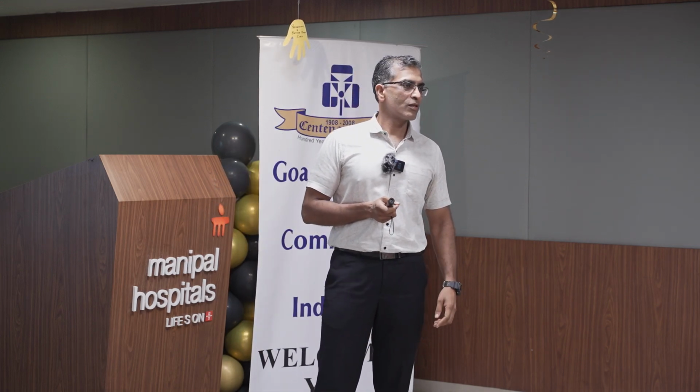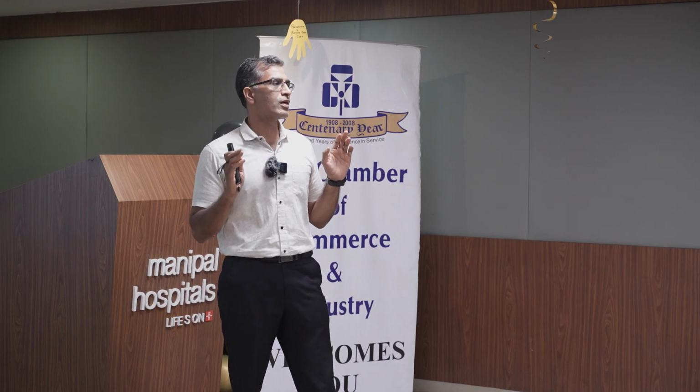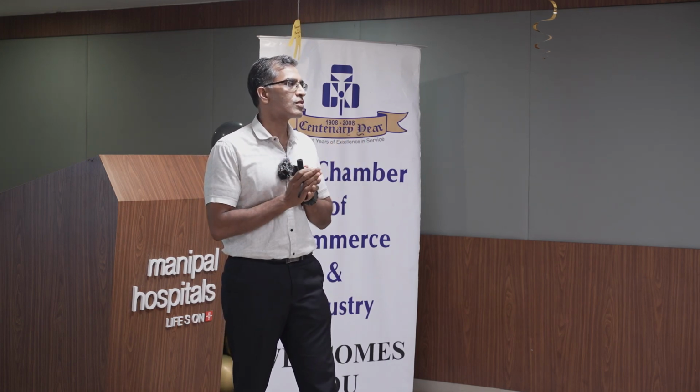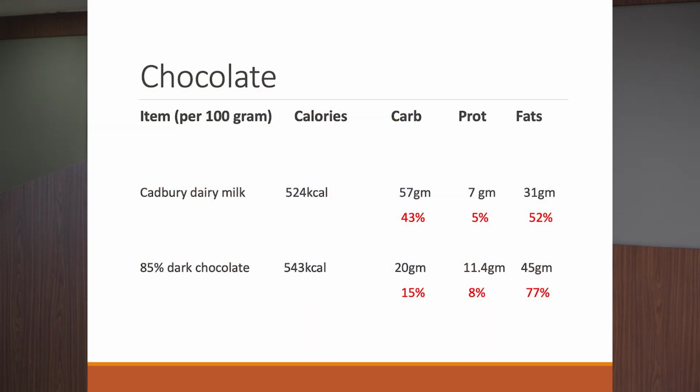Chocolate. A lot of diabetic patients ask me, can I eat chocolate? So what is your answer? Less, dark chocolate. Dark chocolate, less chocolate, what exactly? They eat dark chocolates. Okay, next. So Cadbury Dairy Milk, this data is taken from the internet. 100 gram has 524 calories, a lot of calories. Carb is 57, protein is 7 and fat is 31 grams per 100 grams.